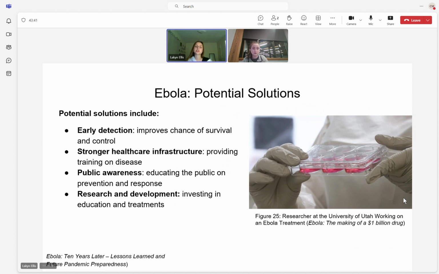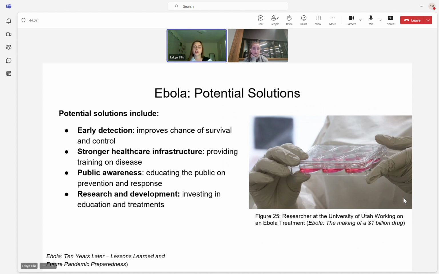Some potential solutions of Ebola include early detection. The sooner you find out you're diagnosed with the virus, the higher chance of survival and control that you have over the virus. Obviously, stronger healthcare infrastructure, providing training on disease, public awareness, educating the community and people on prevention and response to being infected and the proper steps to take. And then research and development, investing in education and treatments.